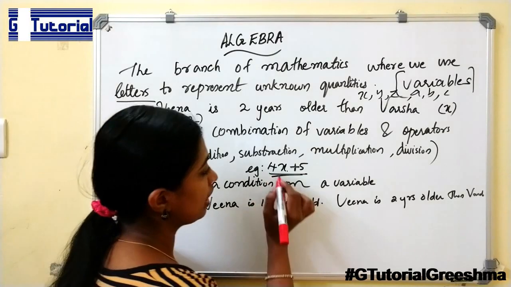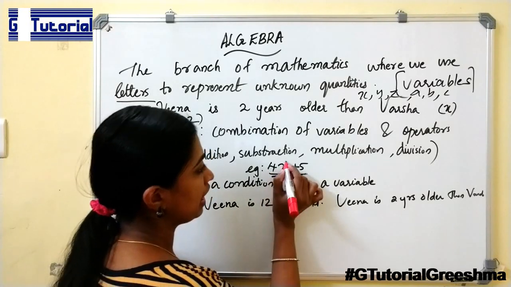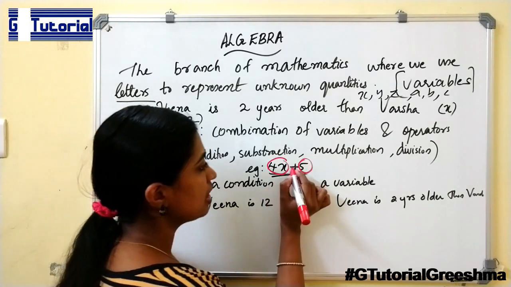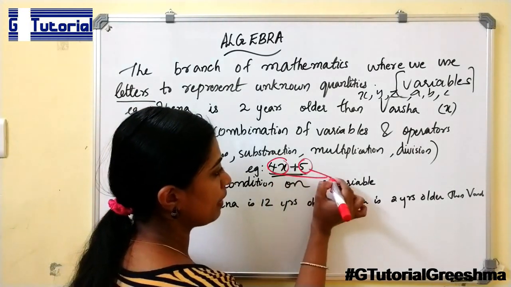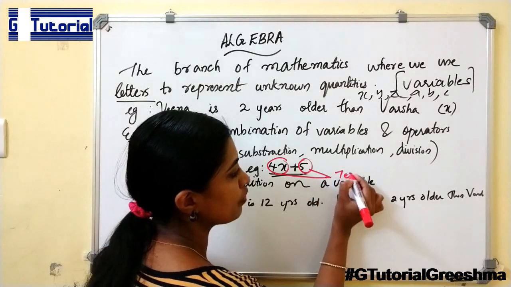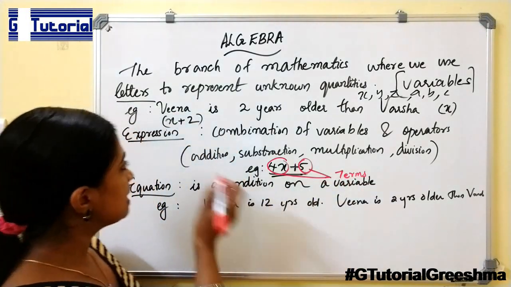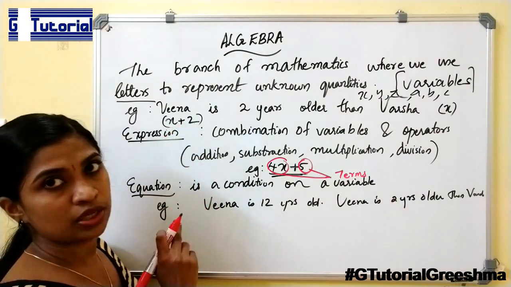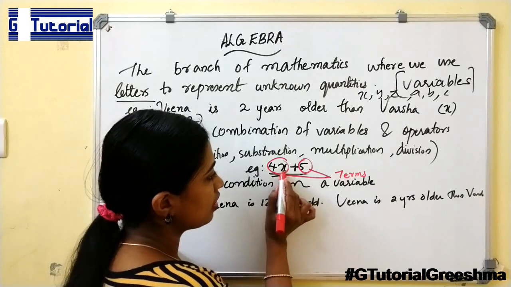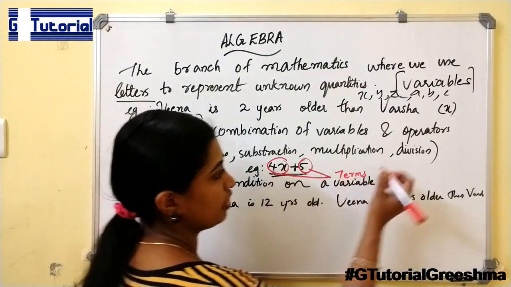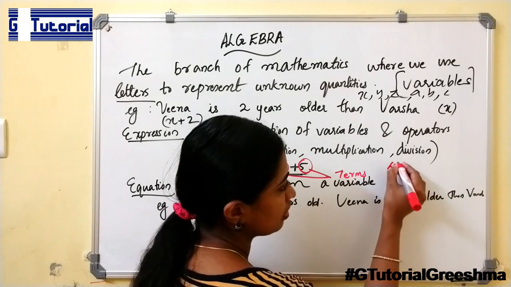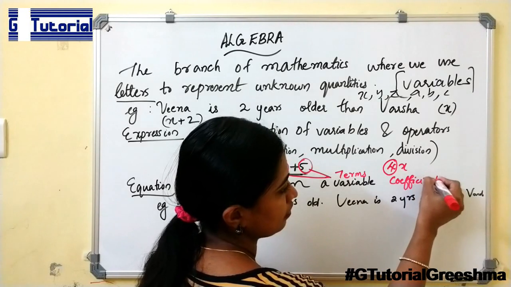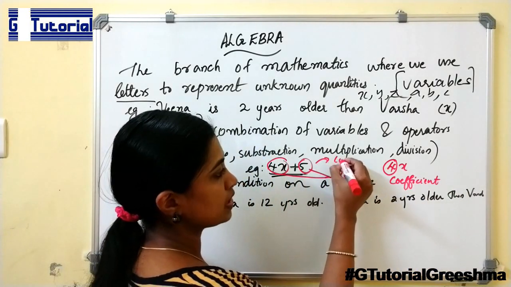If you are seeing this expression 4x plus 5, here 4x and 5 are the terms of the expression. That is, these two are separated by an operator. So these are called terms. There are two terms in this expression. Similarly here also, x and 2 are the two terms. Next thing is the 4x. If you are considering 4x, then this 4 is called coefficient of x. And here 5 is called constant.